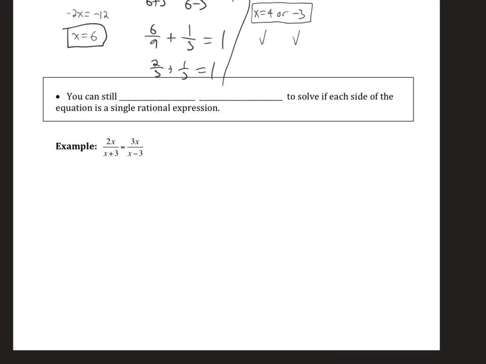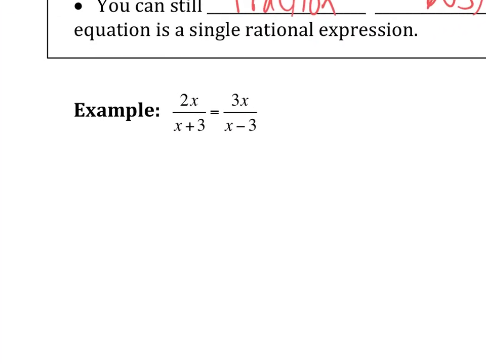All right, sounds good. Choose a different color. So it says you can still fraction bust. Should solve if each side of the equation is a single rational expression. All right, so let's rewrite this. We have 2x over x plus 3 equals 3x over x minus 3. So 2x over x plus 3 equals 3x over x minus 3.